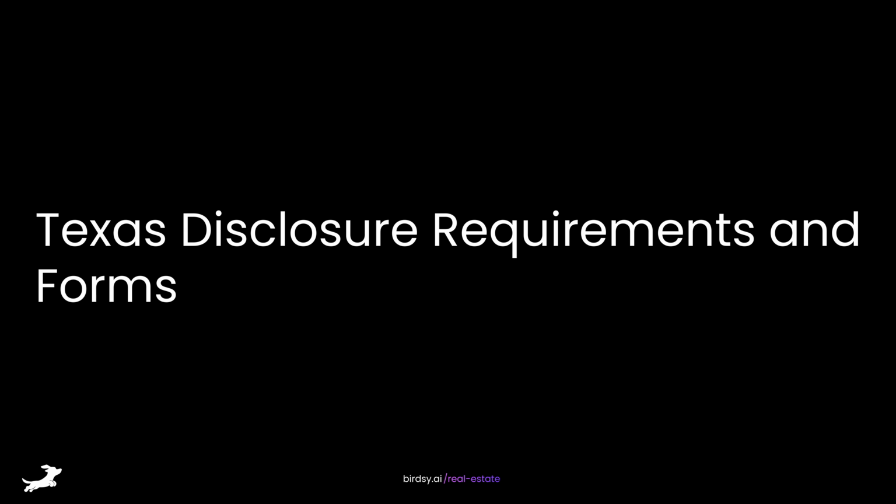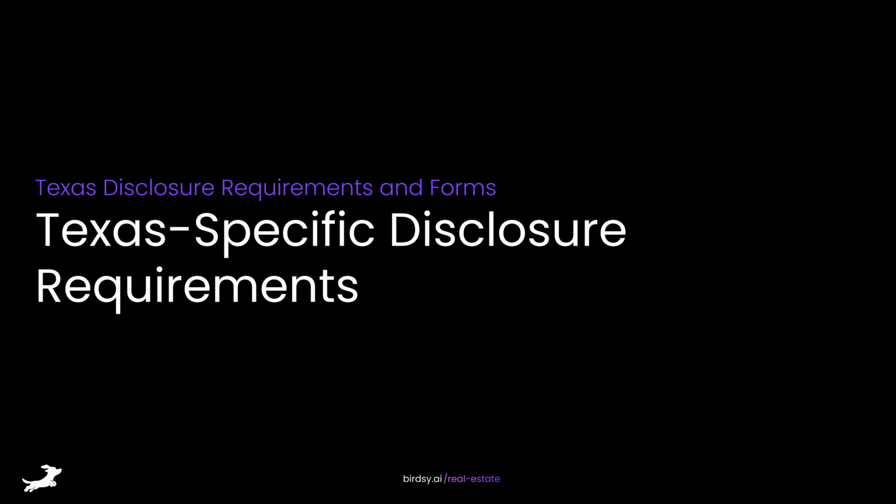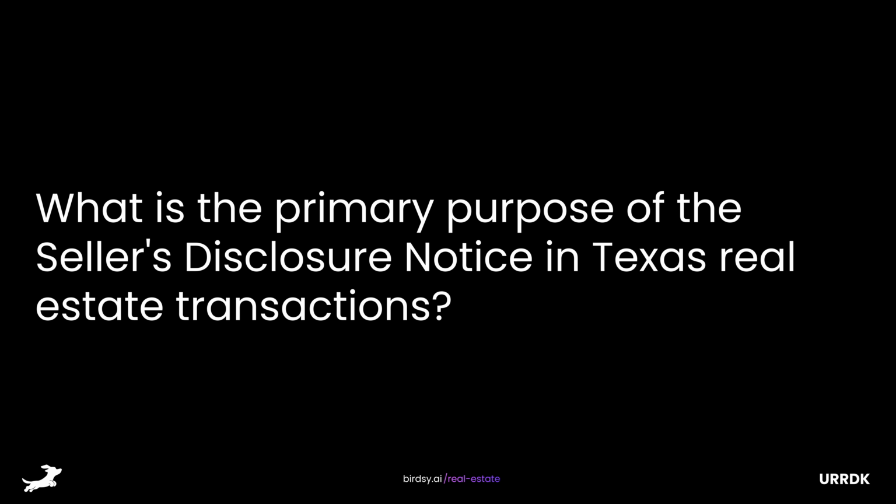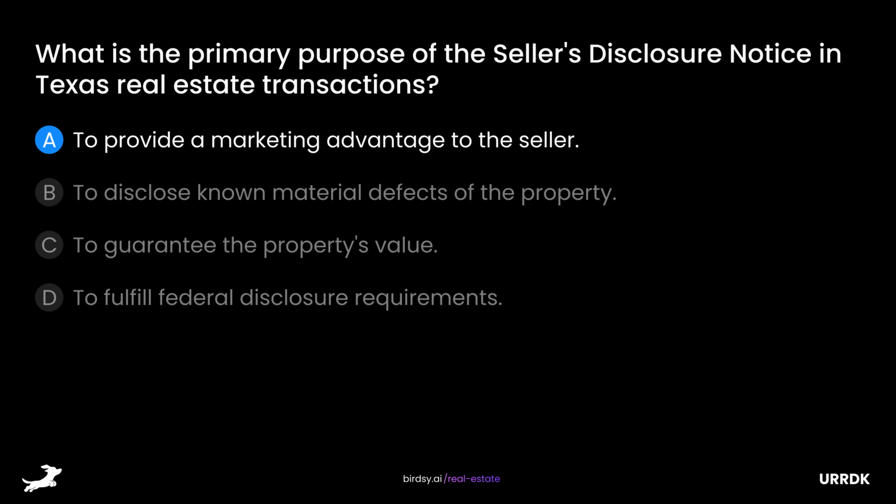Moving on to the final section, Texas disclosure requirements and forms. Texas-specific disclosure requirements. What is the primary purpose of the seller's disclosure notice in Texas real estate transactions? Is it A, to provide a marketing advantage to the seller, B, to disclose known material defects of the property, C, to guarantee the property's value, or D, to fulfill federal disclosure requirements? The answer is B, to disclose known material defects of the property.